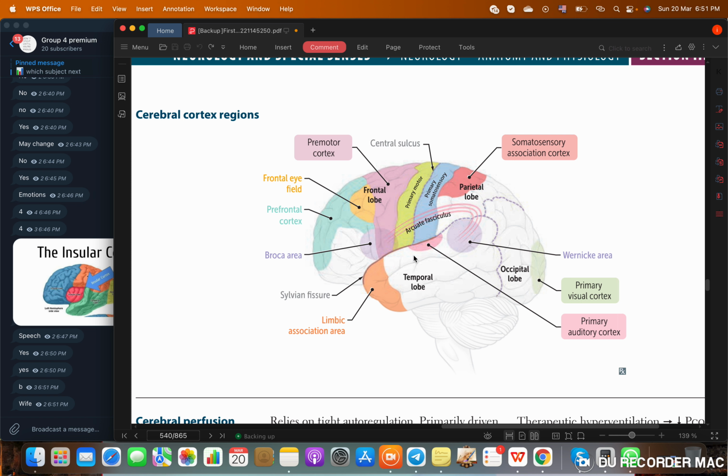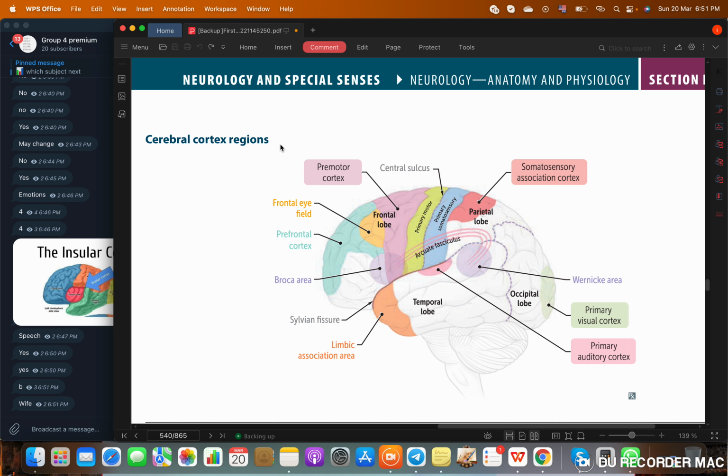This patient can speak fluently. He can listen normally. He understands everything. But if you tell him to repeat something, he will get stuck.